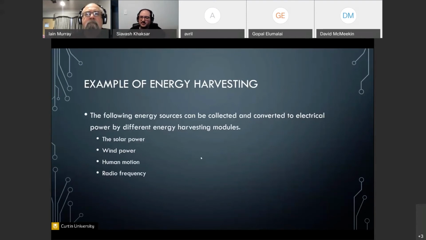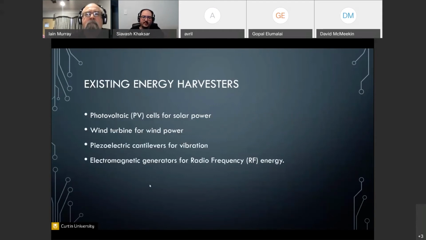Typical examples of energy harvesting are based on solar power, wind power, human motion, and radio frequency. The existing energy harvesters that we can have are photovoltaic or PV cells for solar power, wind turbines for wind power, piezoelectric cantilevers for vibration, and electromagnetic generators for radio frequency energy.